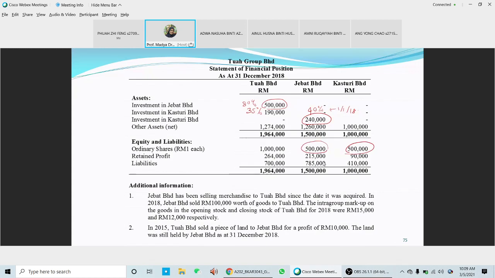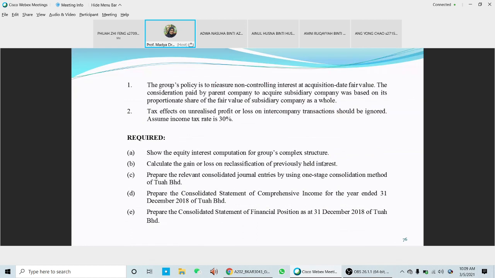Okay, so additional information. Before we look at the additional information, we look at this one, the policy here. The group policy is to measure the NCI at the acquisition date at the fair value. The consideration paid by the parent company to acquire the subsidiary company was based on the proportionate share of fair value of the subsidiary company as a whole. Yes, the subsidiary company as a whole.